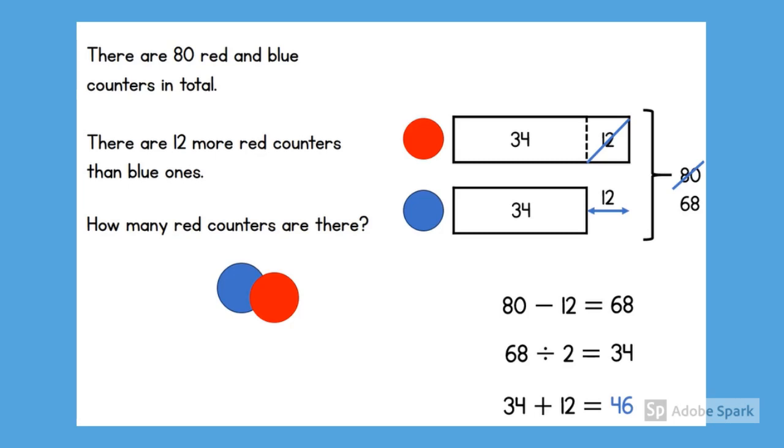Now let's get each of the bar models to be equal. Let's take away the 12 from the total number of 80 and we get 68. We can share this now between the red and the blue counters to get 34. To find the total number of red counters, we add 34 and 12 to get 46 red counters.